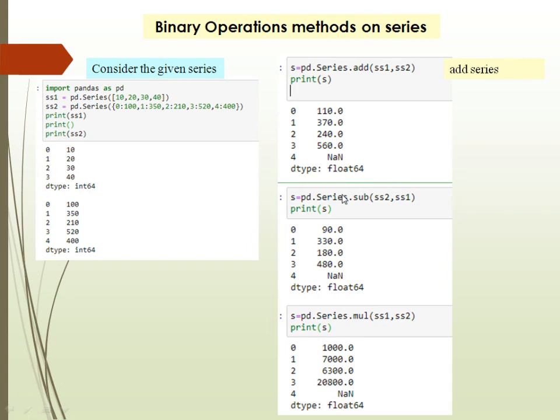Now the next part is subtraction. Similarly, the subtraction is going to happen between the series. Again, remember the same thing: if an index is not present in any one of the series, the answer is none.